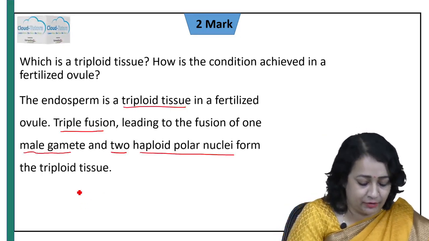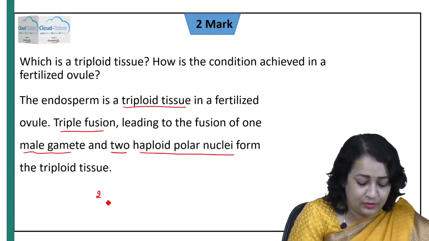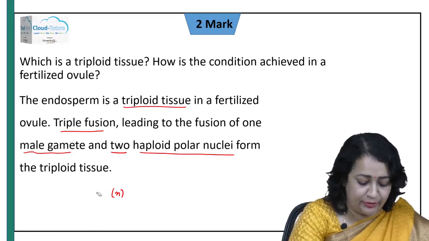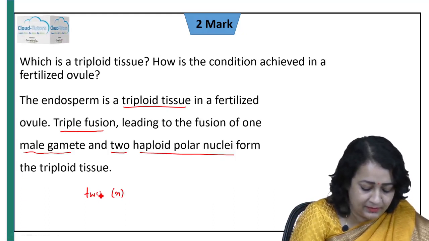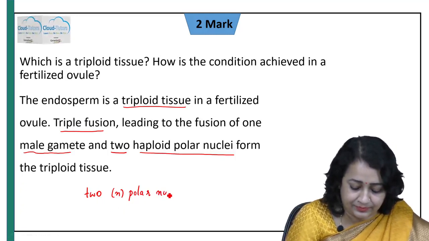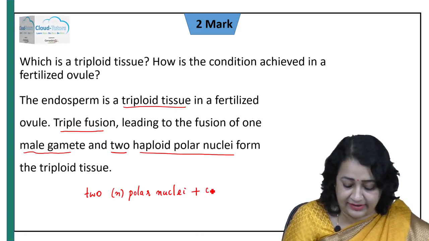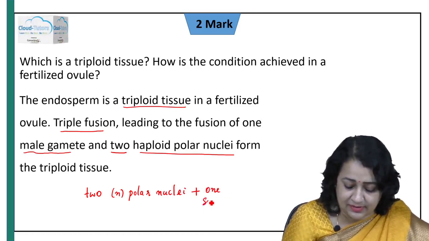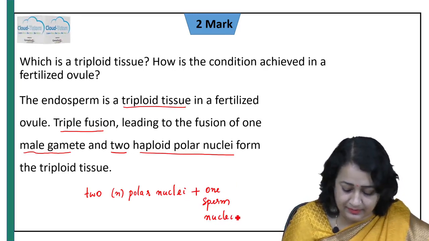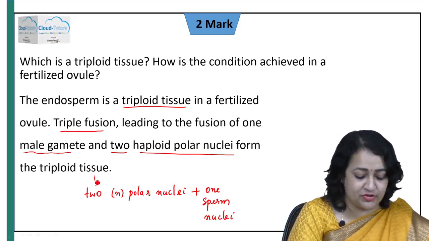So here what you have to understand is, when I say triploid tissue, it will contain 2 haploid polar nuclei plus 1 sperm nucleus. So together it will form the triploid tissue.